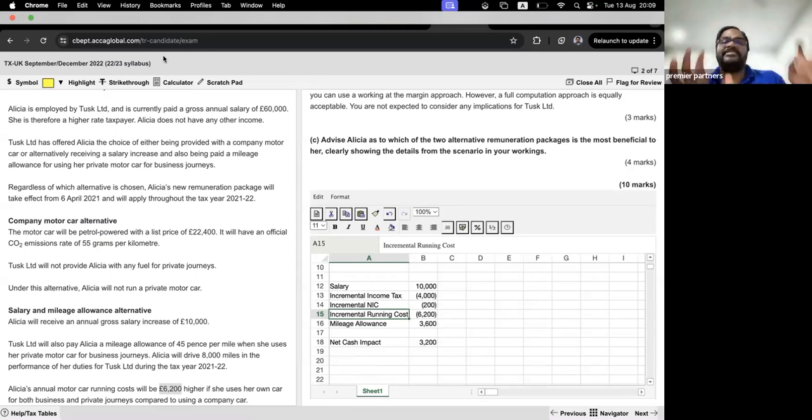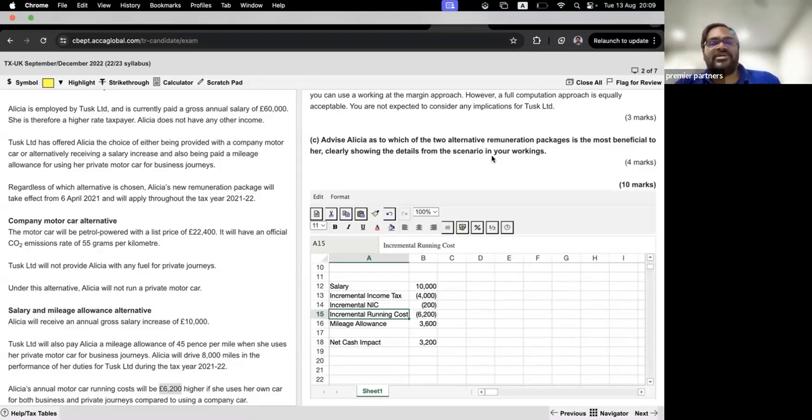So guys, I'm re-explaining. They are not asking what is more beneficial for tax purposes. They are asking what is more beneficial for Alicia. From Alicia's point of view, if she goes for the first option, the company car, she will get a car which she will have to hand over anyway when she leaves the job. Without any cash inflow, she will have to pay a tax.